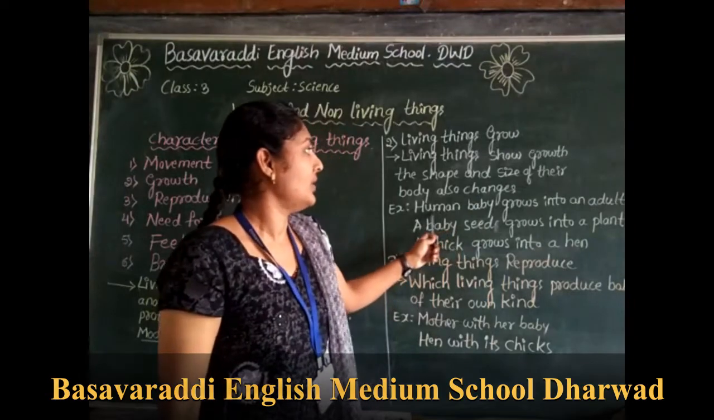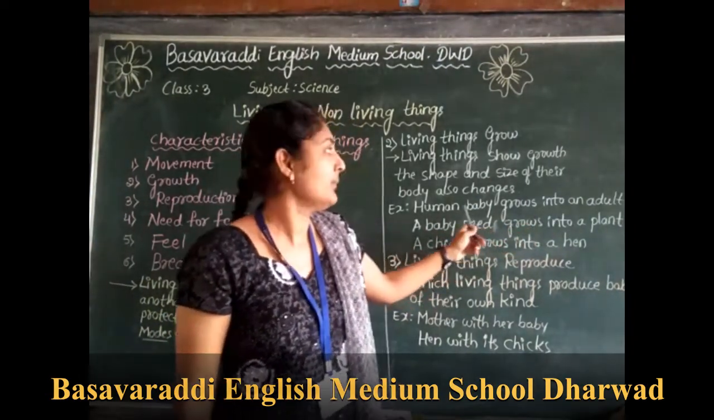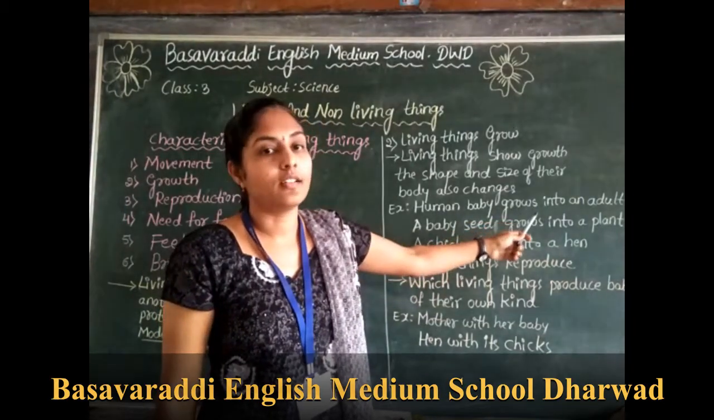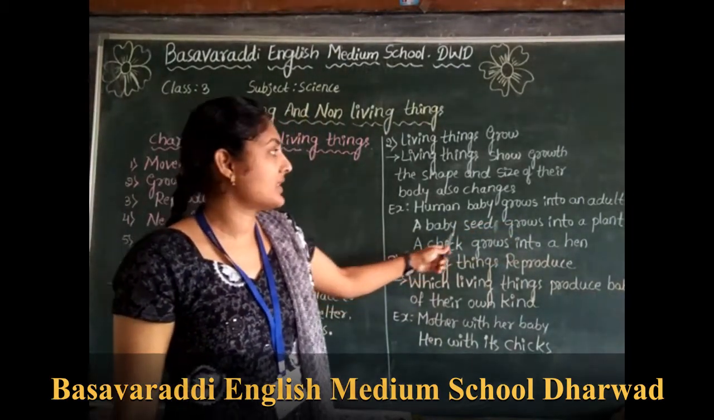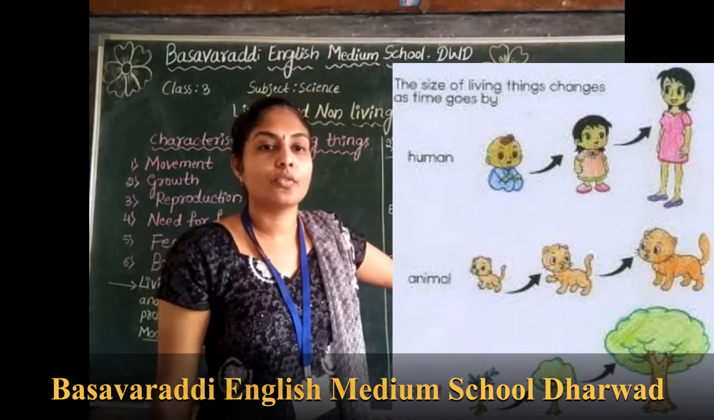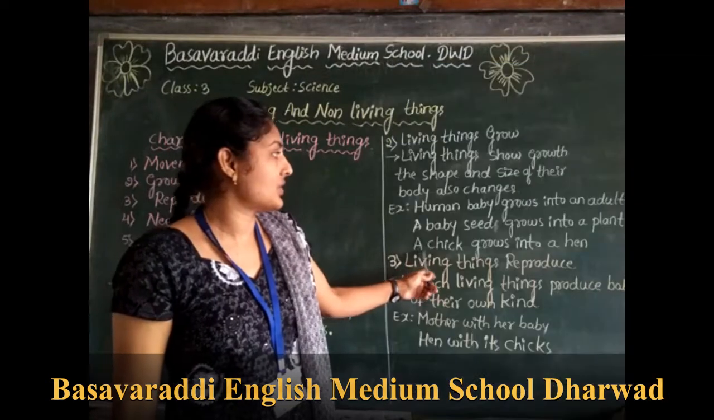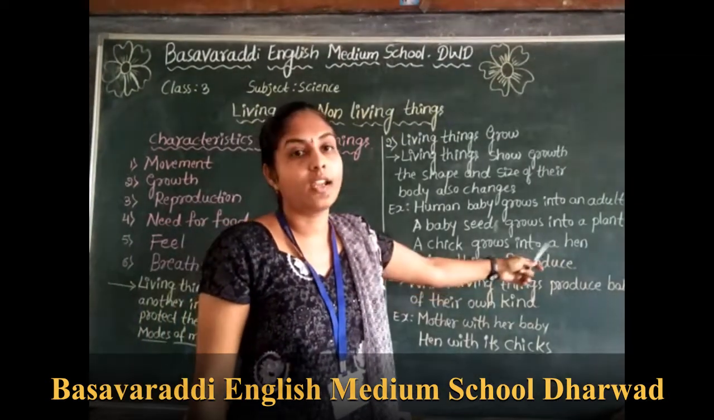For example, a human baby grows into an adult. A baby seed grows into a plant. The third example is a chick grows into a hen.